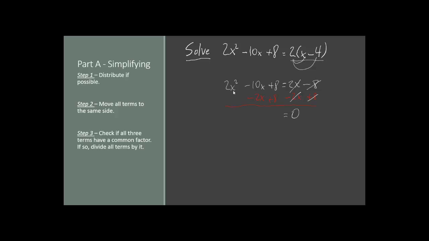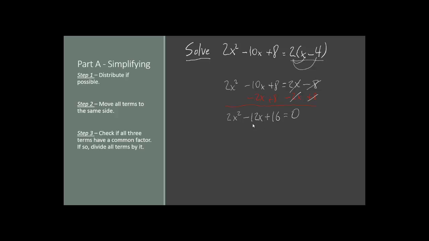Now we have 2x squared. We didn't do any operations to it, so it is still 2x squared. Negative 10x and negative 2x makes negative 12x. Positive 8 and positive 8 makes positive 16.